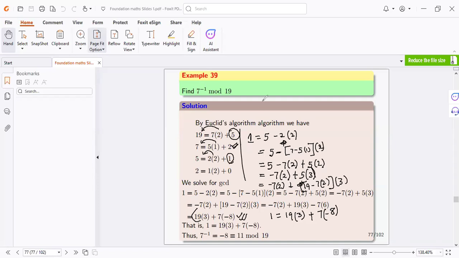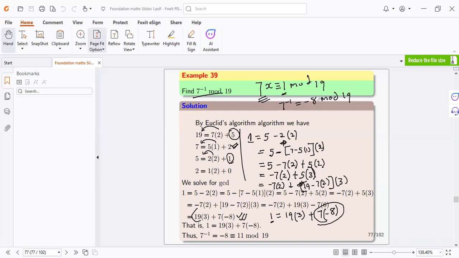Now, this was the question. The question was, what can you multiply by 7 to get 1 mod 19? That was the question. What can you multiply by 7 to get 1? And I'm saying it here. The 1 is here. What I multiply by 7 is this, negative 8. Negative 8 has been multiplied by 7 to give me 1. So that means the inverse of 7 is negative 8 mod 19.